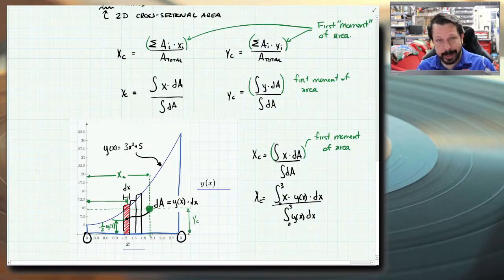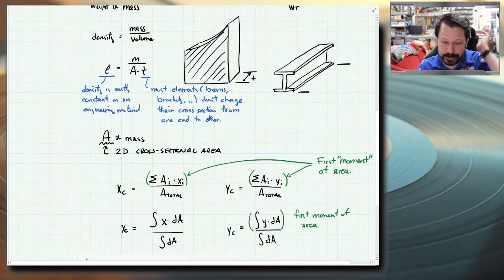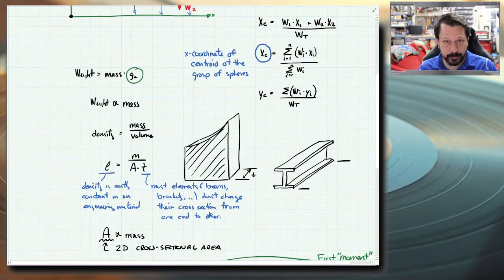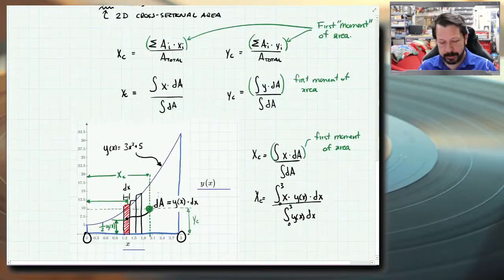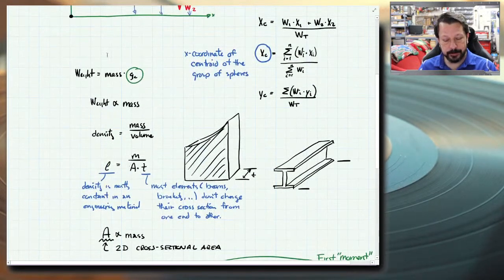If it were an actual object, it had thickness and it followed all these rules where its density doesn't change, the cross section doesn't change through the thickness, it's in a constant gravitational field, all those rules, then if you cut this thing out, this is where it would balance. So it would be the center of gravity, assuming all this other stuff is true.